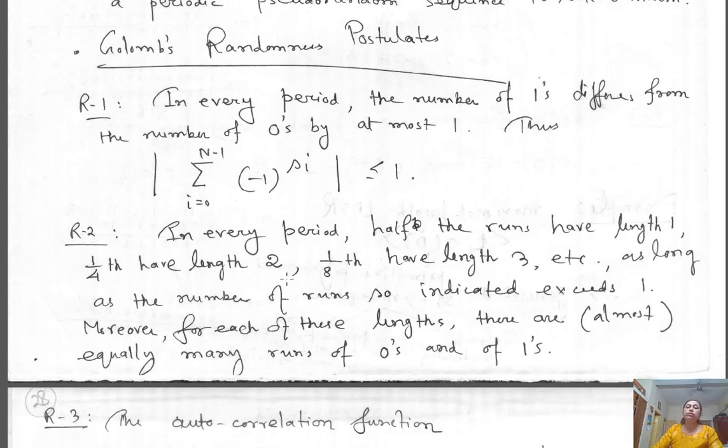And the second condition you can also verify. You can check for every period. You count all the runs and you check whether the different types of runs, runs of length 1, runs of length 2, runs of length 3, etc., satisfy this distribution or not. If the distribution of the runs almost satisfies this condition, it means it has the feature of randomness.